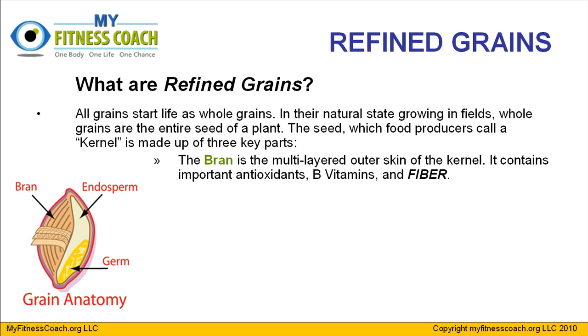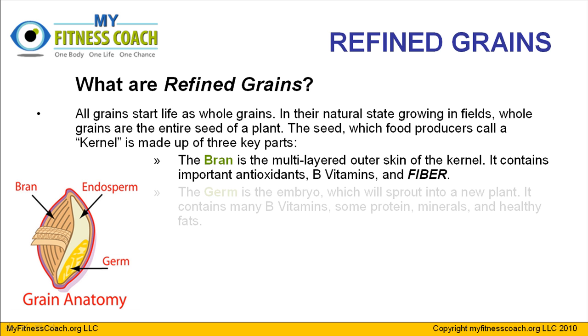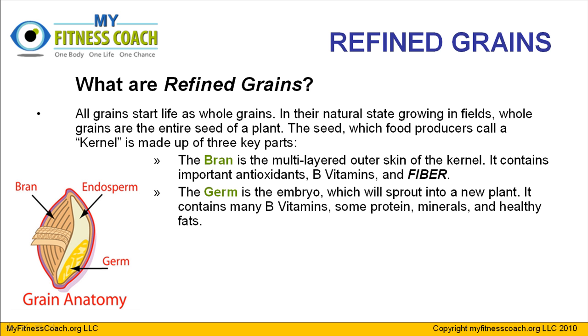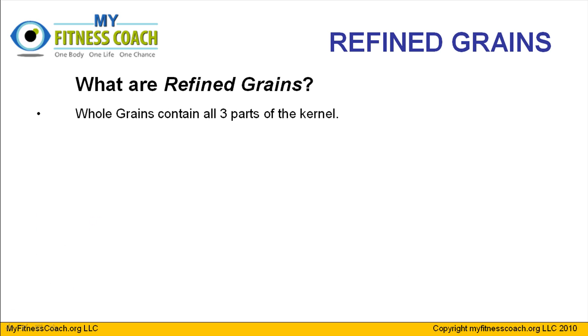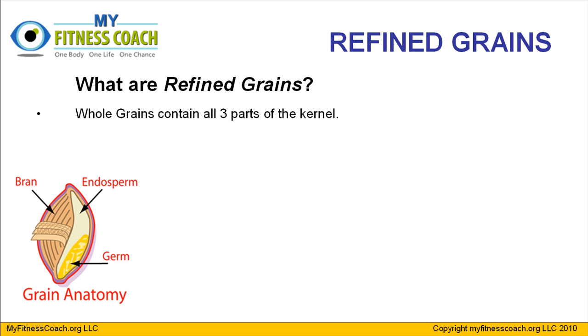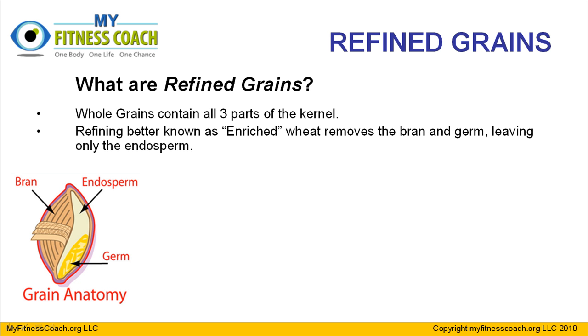The bran is the multi-layered outer skin of the kernel, where you find antioxidants, B vitamins, and fiber. The germ is the embryo, which will sprout into a new plant. It contains B vitamins, protein, minerals, and essential healthy fats. The endosperm is the germ's food supply. It's by far the largest portion of that kernel, and it's where you find the starchy carbohydrates, small amounts of proteins, vitamins, and minerals.